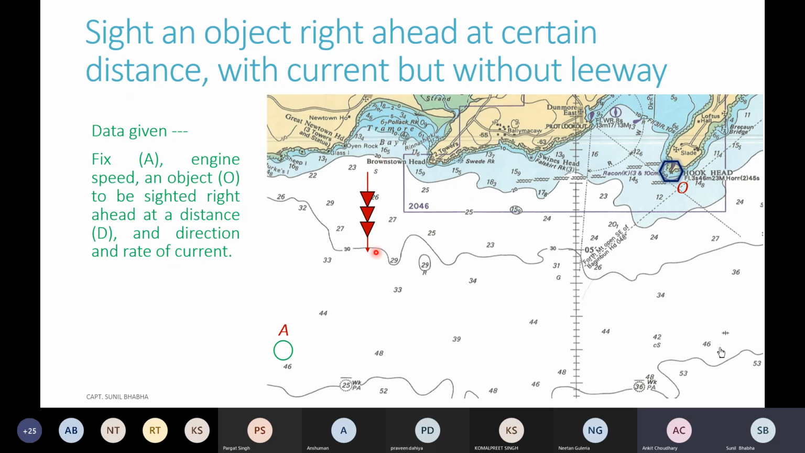Now the set and rate of the current which is prevalent in the area is also given to us. All these items are provided. We are required to find out the course to steer to sight the object right ahead at a given distance d. So let's now see how we go about this question.